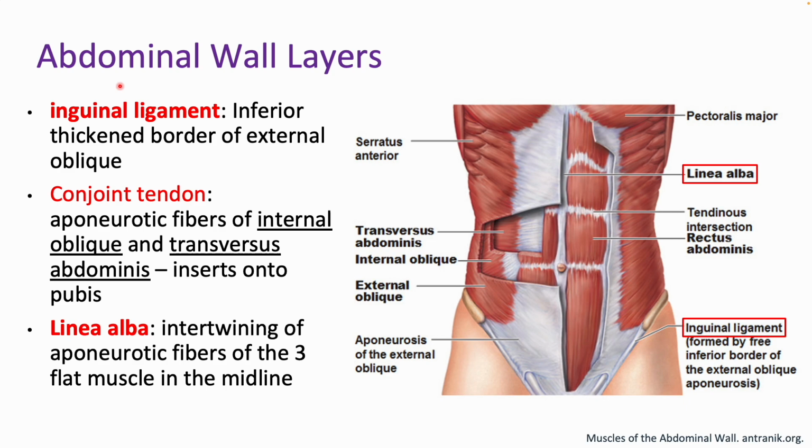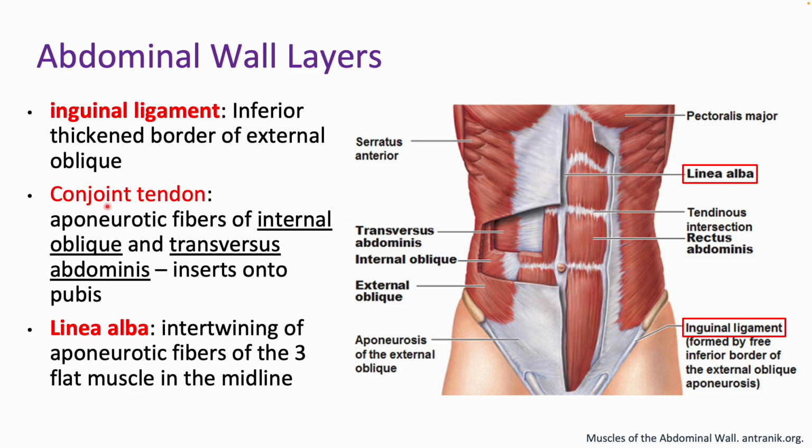Still looking at our abdominal wall muscles, there's a few things that we want to note here. First is our inguinal ligament, and this is really, really important. This is going to be the inferior thickened border of the external oblique muscle. So we can see our external oblique over here. The inferior border is going to have this aponeurosis, and it's going to have this really thickened border right here that you can see is tagged as the inguinal ligament. This is going to be really important moving forward, so keep in mind that this is the inferior thickened portion of that muscle.